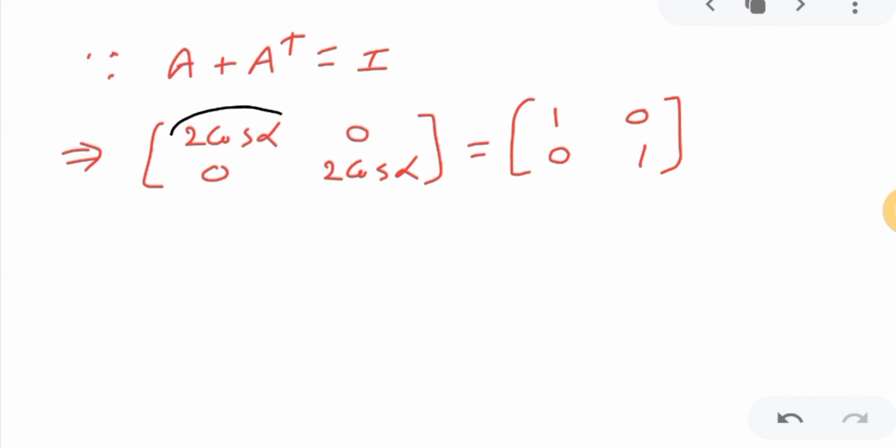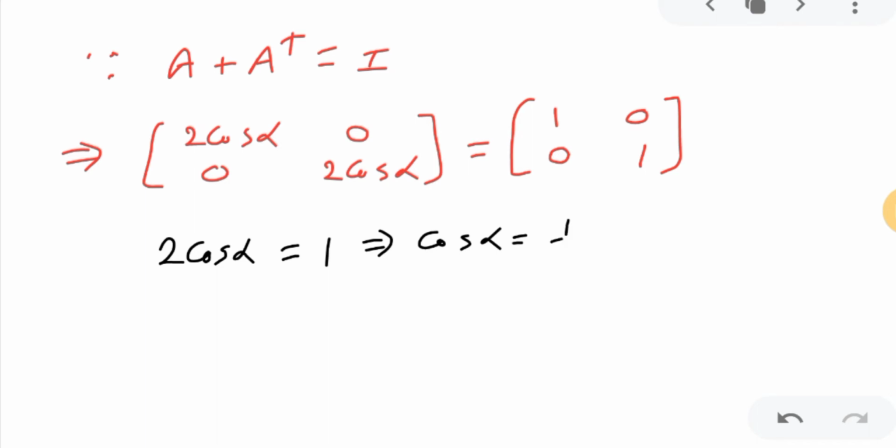So this 2 cos alpha will be equal to 1. Corresponding elements will be the same. So 2 cos alpha is equal to 1, which means cos alpha is 1 upon 2. The 2 will come to the right side. 1 upon 2 means cos 60 degree. Cos 60 degree is 1 upon 2.